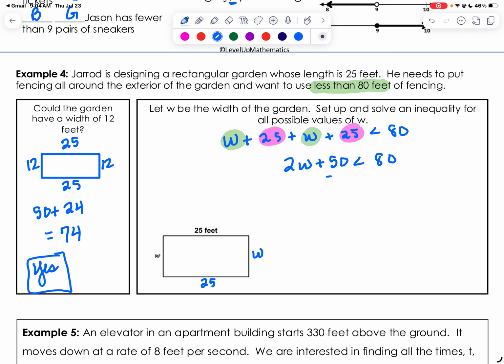So subtract 50. So 2W is less than 30. Divide by 2. And we get that the width of the rectangle must be less than 15 feet.